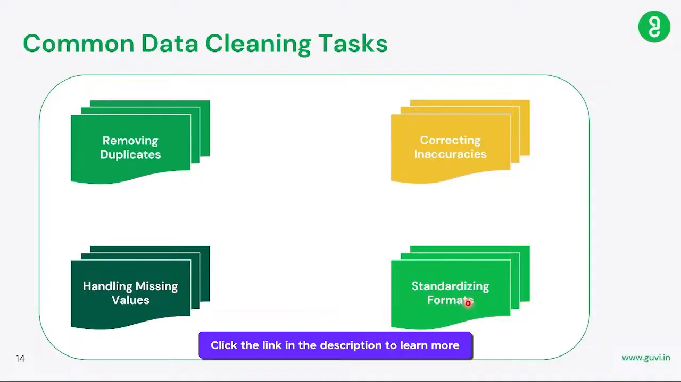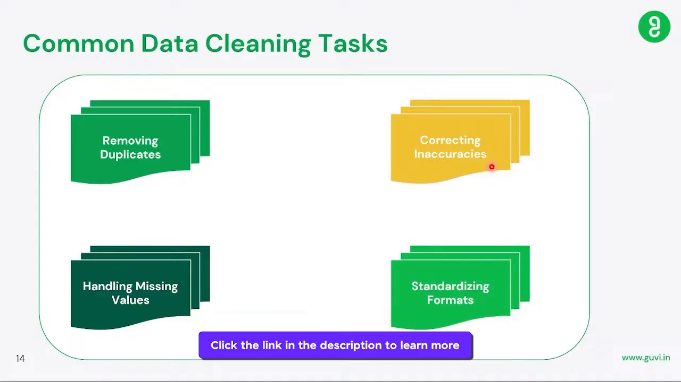The fourth important point which I want to pick up here is correcting inaccuracies. So inaccurate data, such as incorrect values or typos, can distort the analysis results and lead to misleading conclusions. Data cleaning techniques such as validation rules and outlier detection are used to identify and correct inaccuracies in the data.